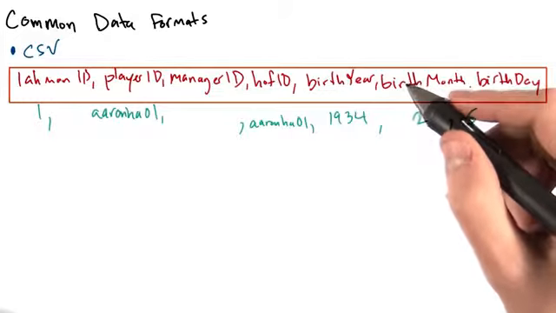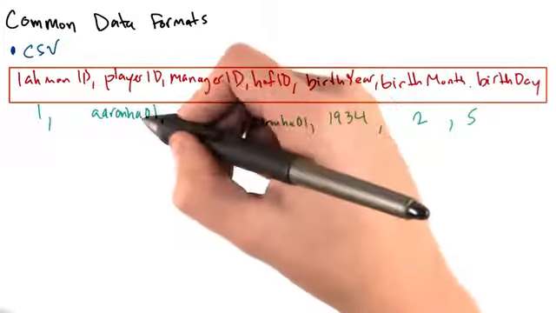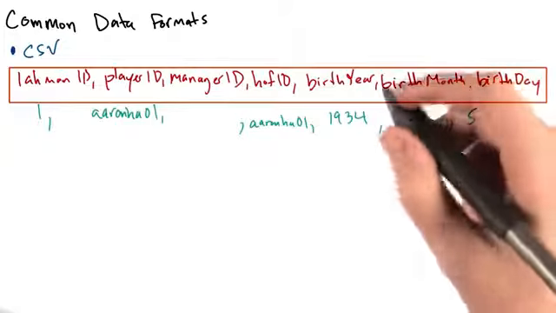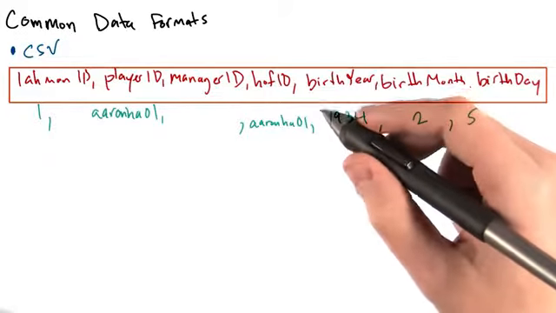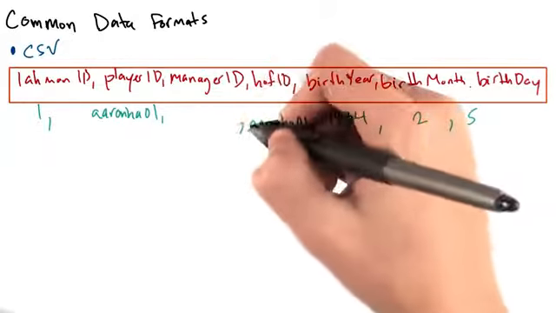If we go and look at the entry for Hank Aaron, we see all of these values, one for Lahman ID, aaronha01 for player ID, etc., separated by commas. Note that if a particular player doesn't have a value for one field, for example, Hank Aaron does not have a manager ID, we simply see two commas in a row.